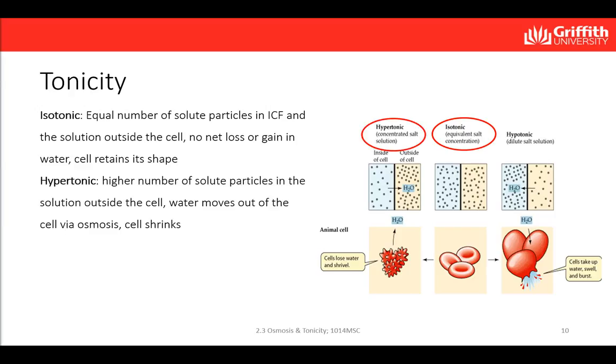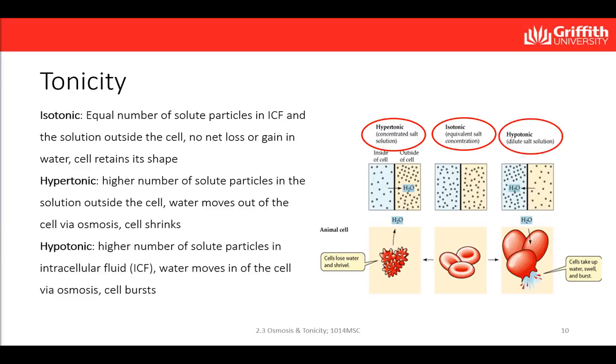Hypertonic solutions have a higher concentration of solute particles in the solution outside the cell. Cells immersed in hypertonic solutions lose water and shrink because water moves from the inside of the cell to the outside of the cell through osmosis. Hypotonic solutions are more diluted than the intracellular fluid, which means the concentration of solute particles is greater inside the cell. Therefore, water from the solution outside the cell will move into the cell, increasing the cell volume until it bursts.